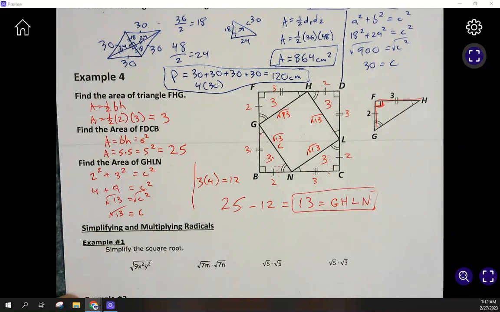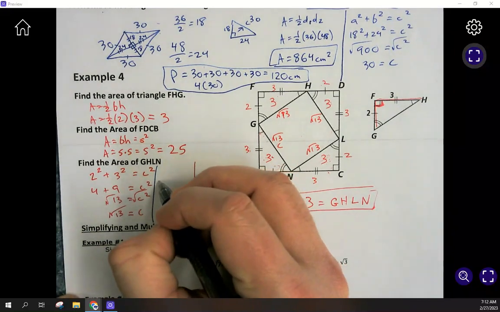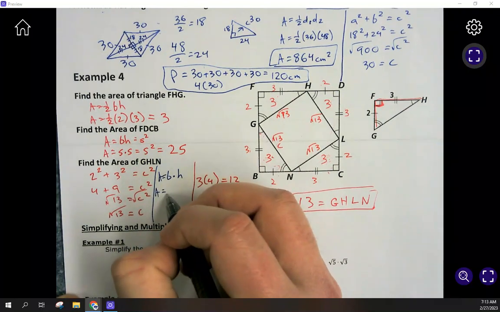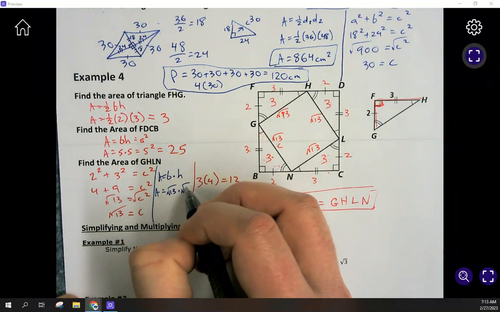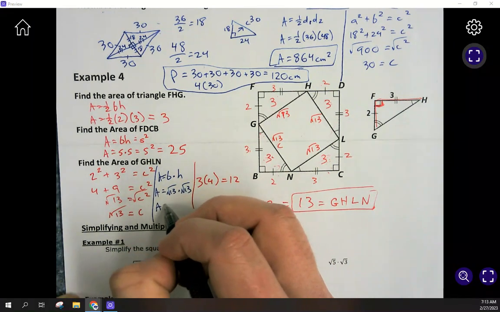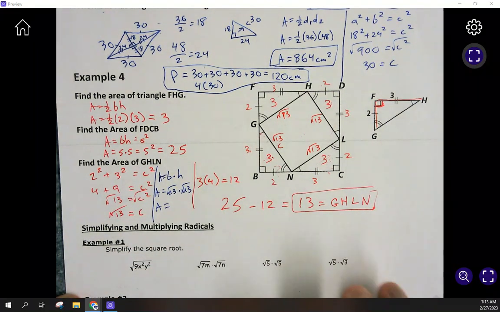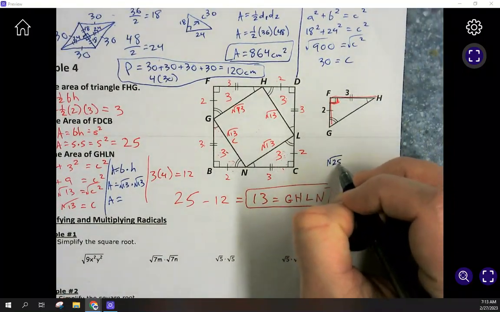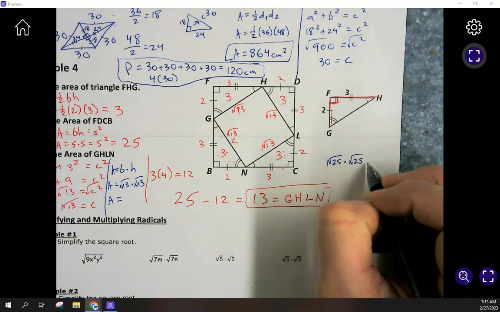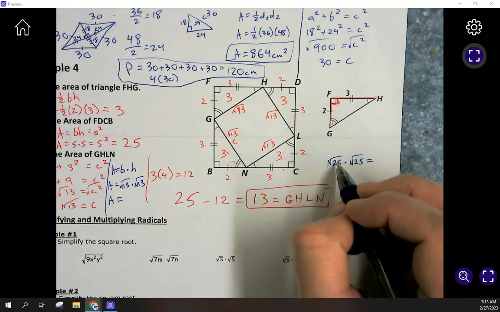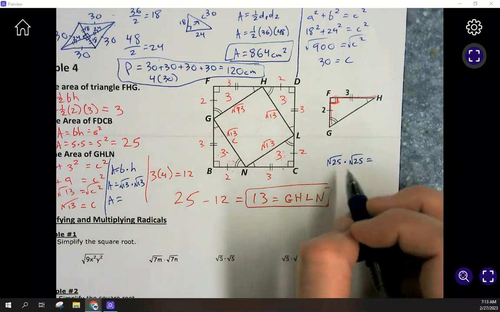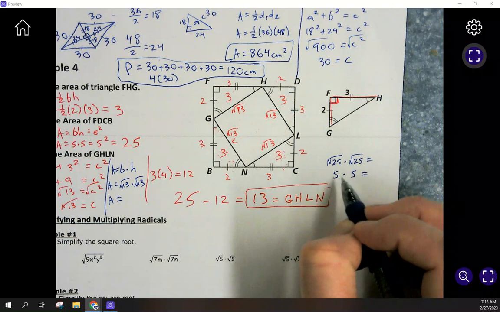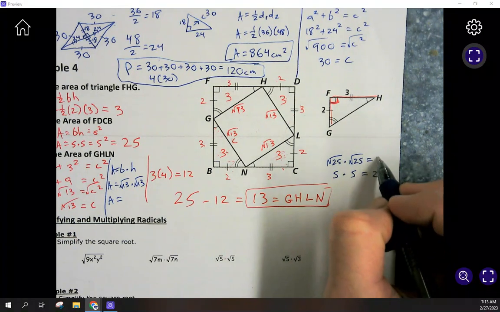And so if I was going to find the area, it's base times height. Well, it's square root of 13 times square root of 13. Now, let's think about, just for a second, if I had, I'm going to slide over here, the square root of 25 times the square root of 25. What does that equal? Well, I can find those where square root of 13 is not a nice number. Square root of 25 is 5. Square root of 25 is 5. And then I multiply 5 times 5 and I get 25.